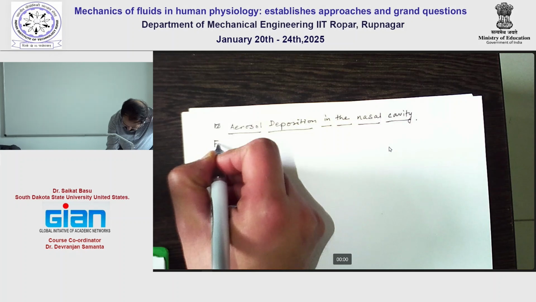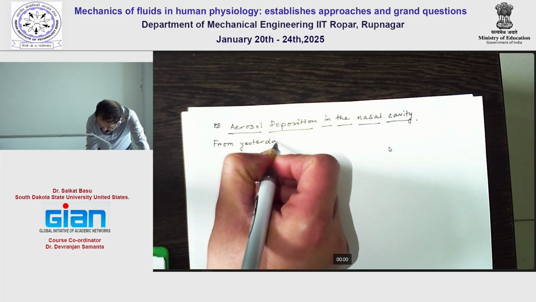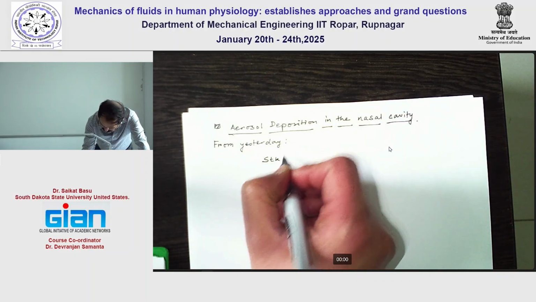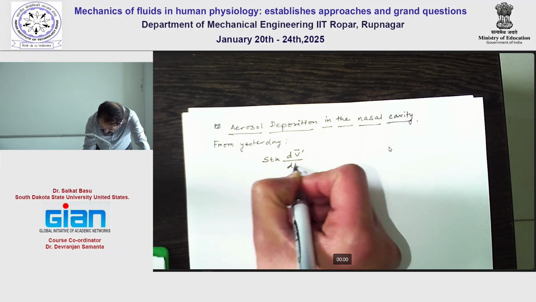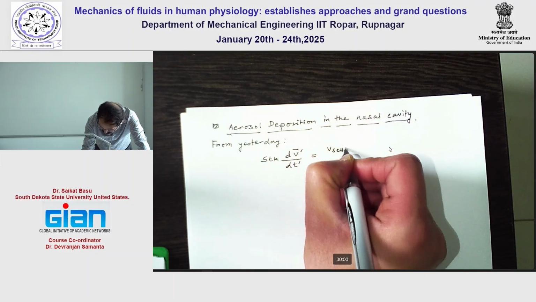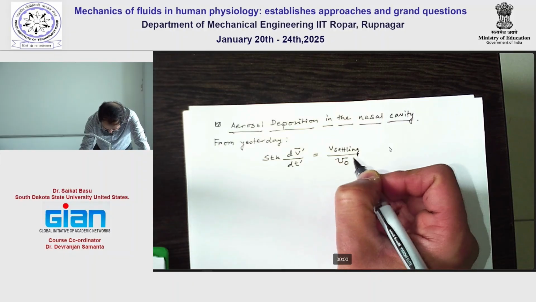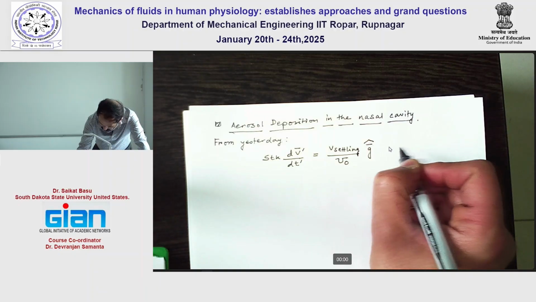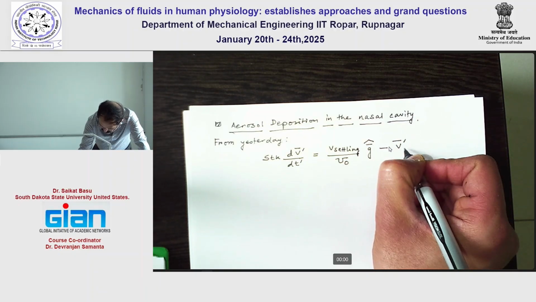So from yesterday, we are going to start using this equation that we had derived yesterday. So Stokes number dv bar prime dt prime is equal to v settling over the characteristic speed of the ambient flow times the non-dimensionalized g minus v bar prime relative.